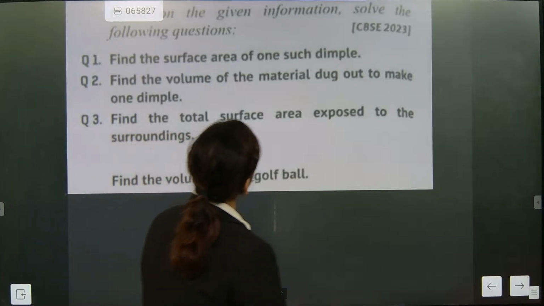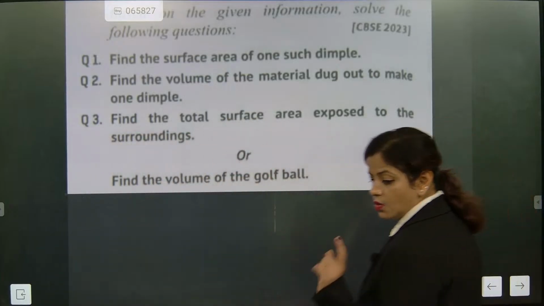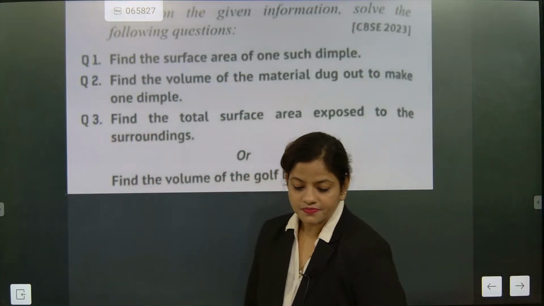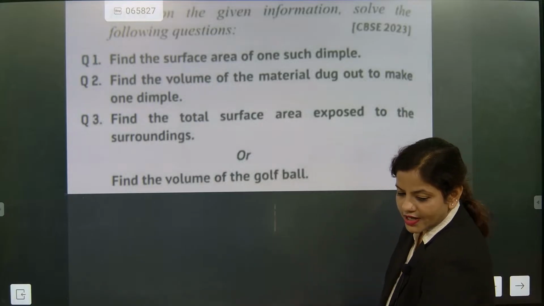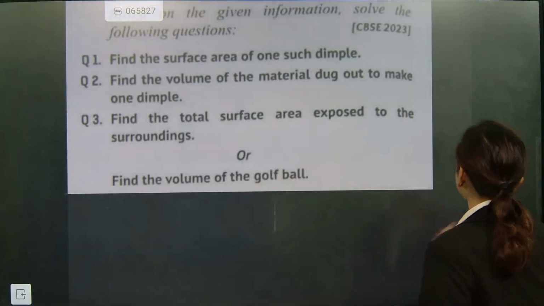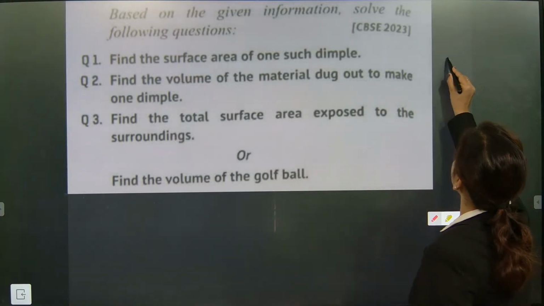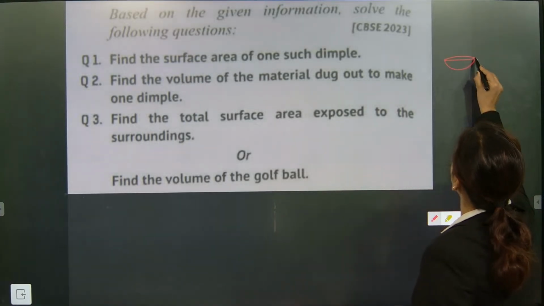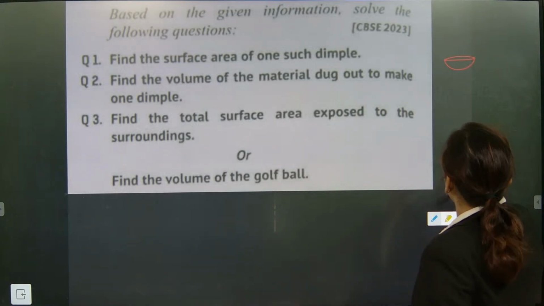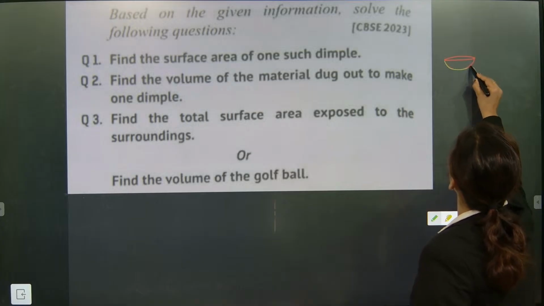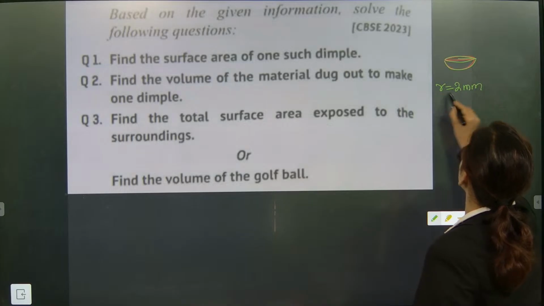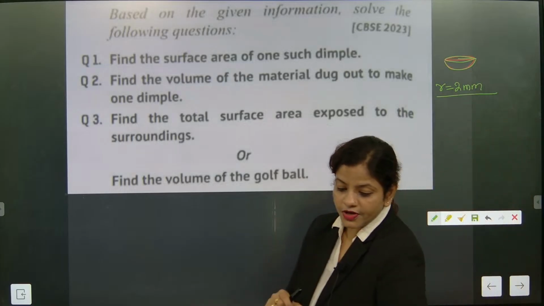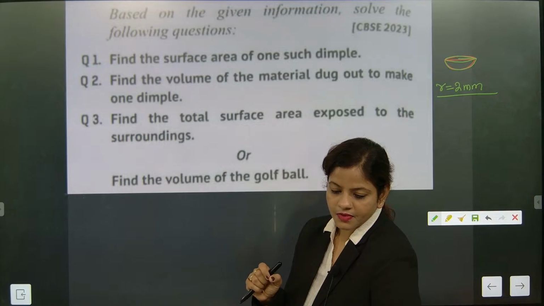Find the surface area of one such dimple. So one such dimple surface area, how to find? Now look here, this is exactly the dimple. Fine. Now what is the radius of this dimple? The radius of this dimple is 2 mm. Understood?